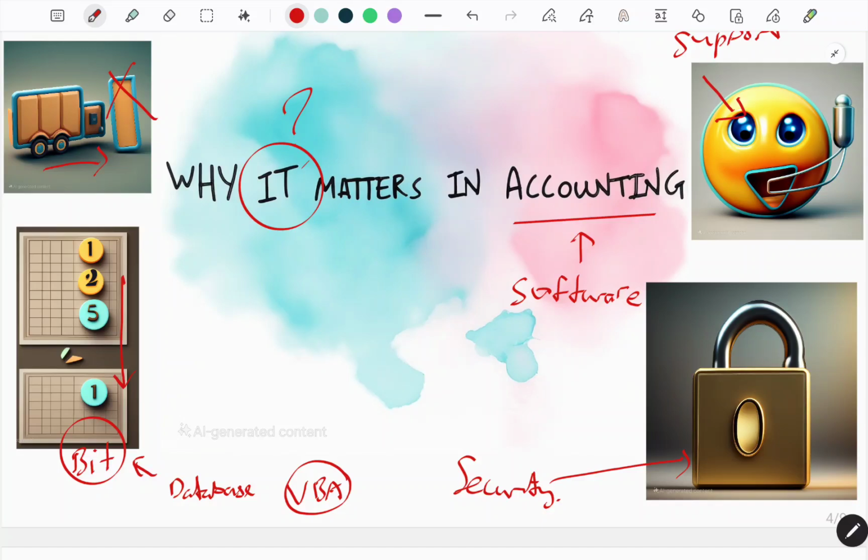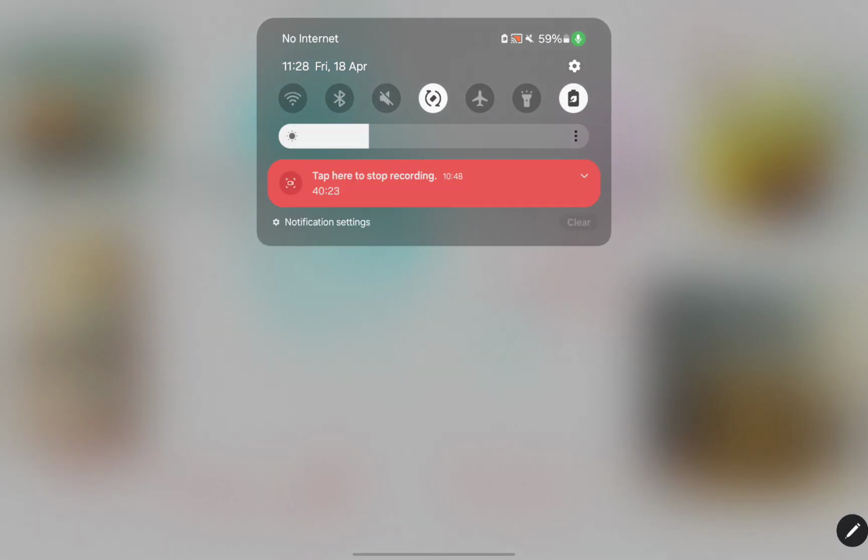Anyway, why it matters? It matters because it will crash, it will slow down, you will not have the support, and then you will have security issues, all right? From a different perspective, okay? In the exam, you can think of something like this, okay? That is it.